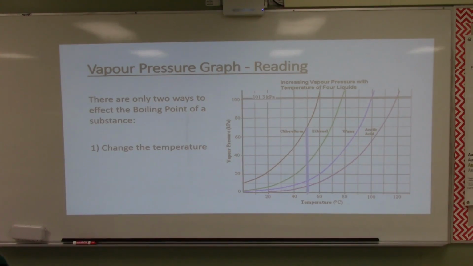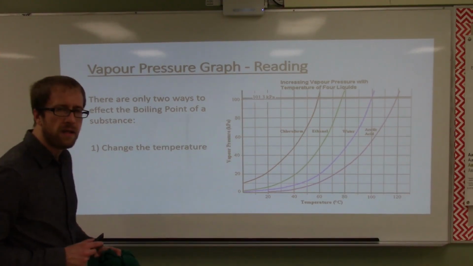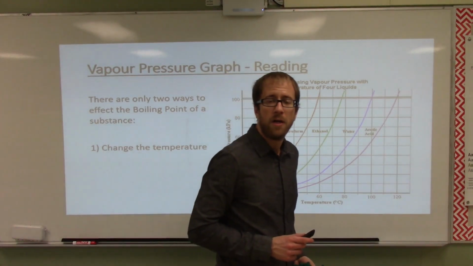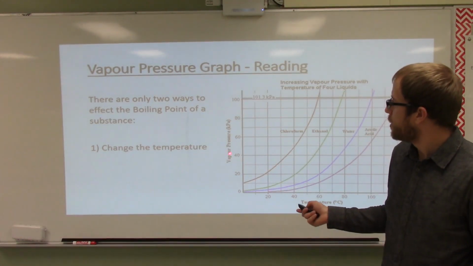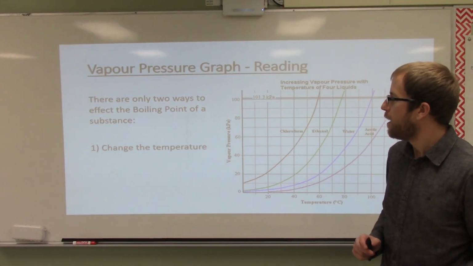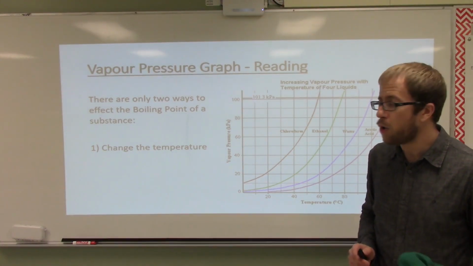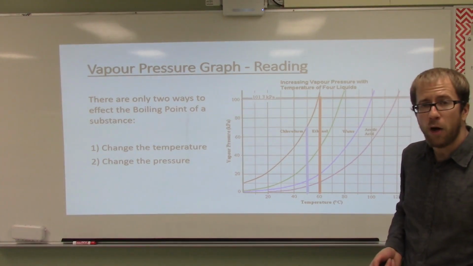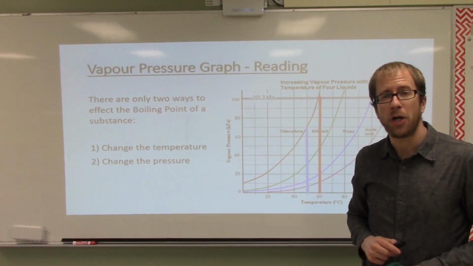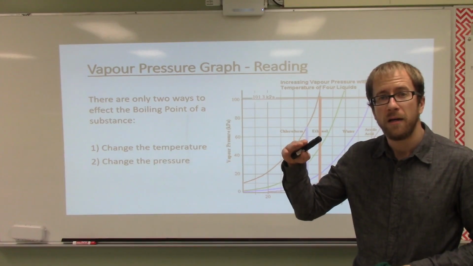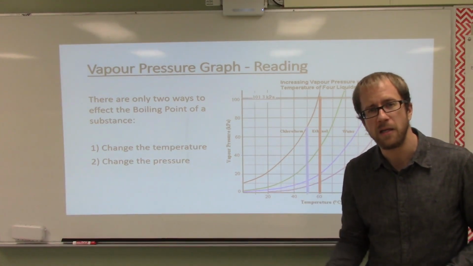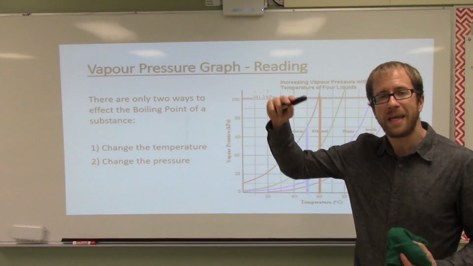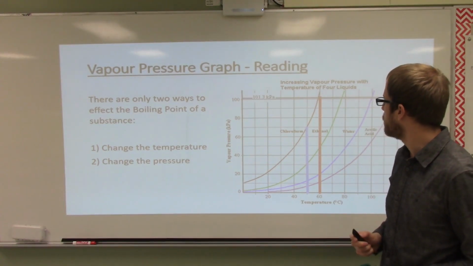Now again, there's only 2 ways you can affect the boiling point of a substance. You can change the temperature to reach that boiling point, or you can change the pressure. Now, if we decrease the pressure felt on our liquid, we can decrease the boiling point. If we increase the pressure felt on our liquid, we can increase the boiling point.